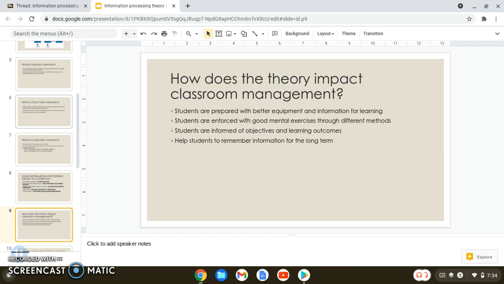How does the theory impact classroom management? Students are prepared with better equipment and information for learning. Students are reinforced with good mental exercises through different methods. Students are informed of objectives and learning outcomes. It helps students to remember information for the long term.